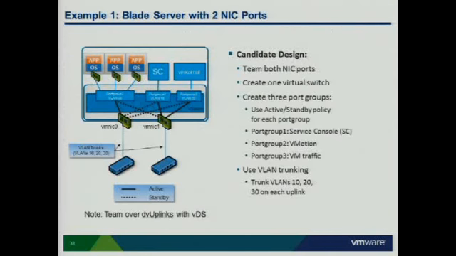So we have an example here of a one blade server with 2 NIC ports. Our candidate design is to have teaming on both of those NIC ports. We're going to create one virtual switch, and we'll create 3 port groups. We'll use active standby policy for each port group.